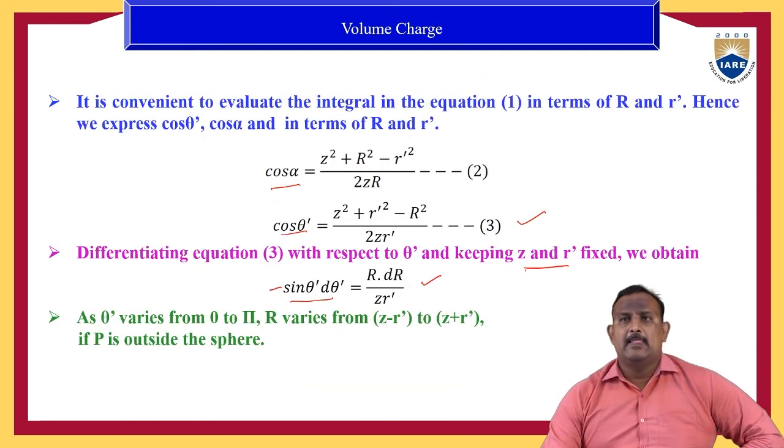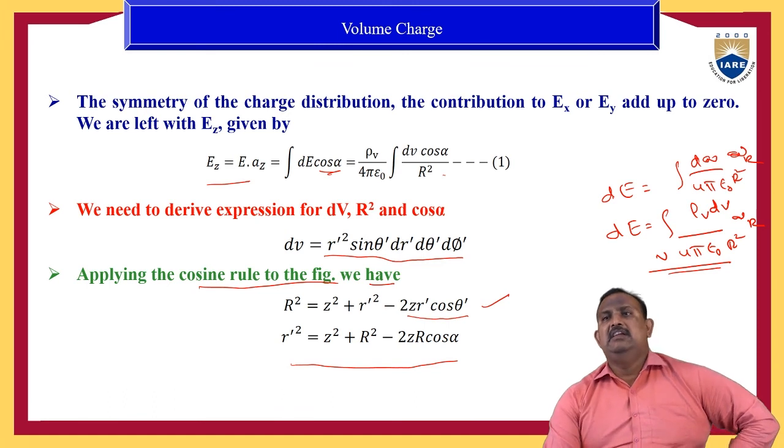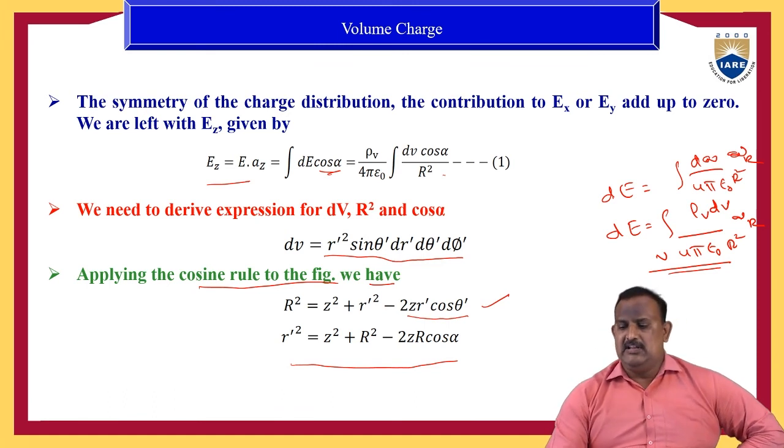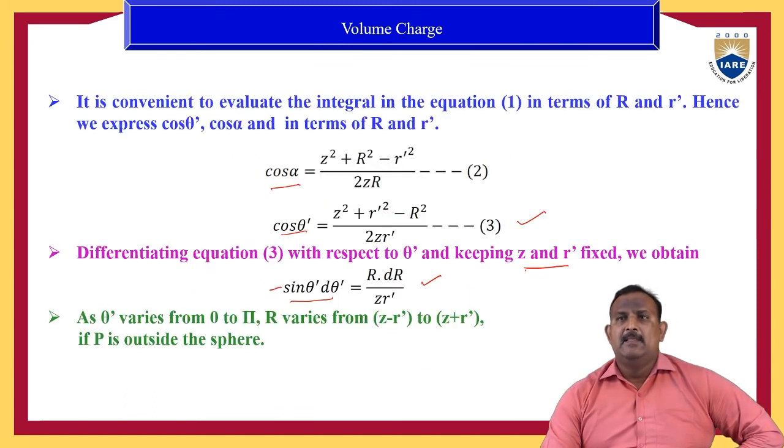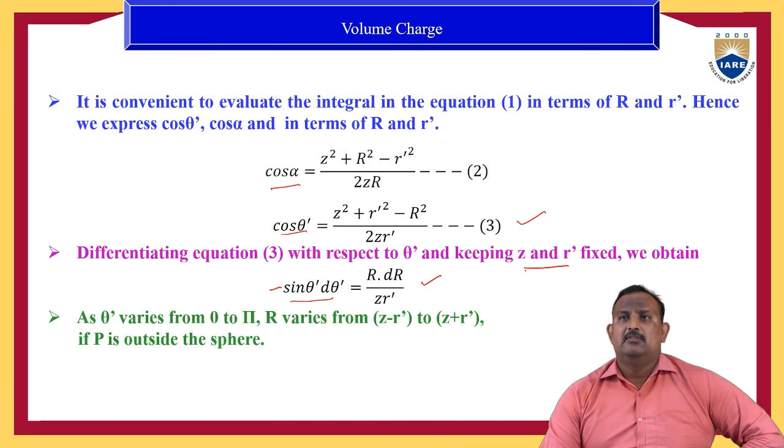In the equation, actually it is rho v by 4 pi epsilon naught into dv into cos theta by r square. Here we need to substitute dv equal to r' square sin theta' dr' d theta' d phi'. So substitute the value of dv, then we need to substitute the value of cos alpha, then the value of r square. We need to substitute all these three values.